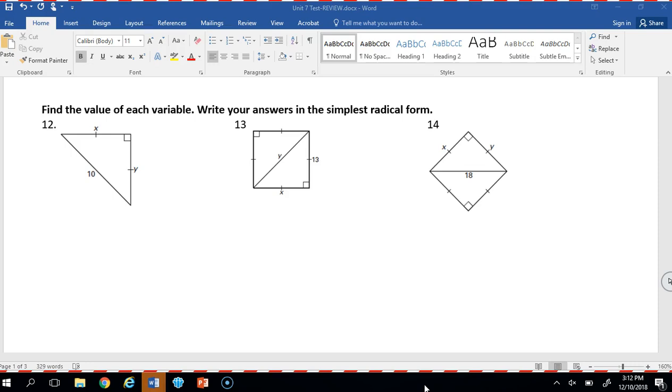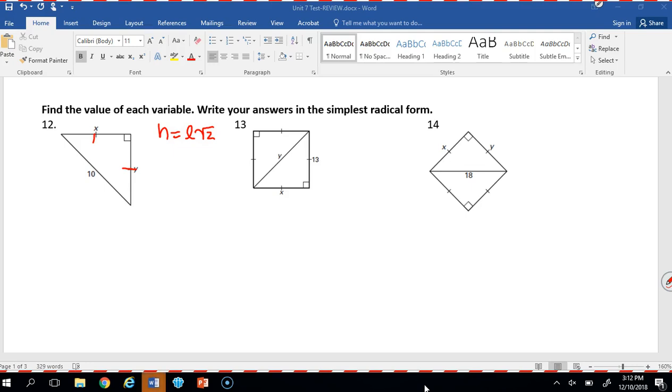So the first thing we need to do is look at these drawings and see if there's any way that we can tell what kind of triangles these are. I happen to notice with number 12 that the sides are congruent, and if the sides are congruent, then I know that this is a 45, 45, 90 triangle. So if it's a 45, 45, 90 triangle, then I have one formula for that, and that is H equals L square root of 2.